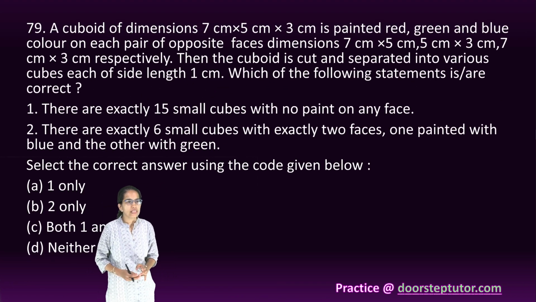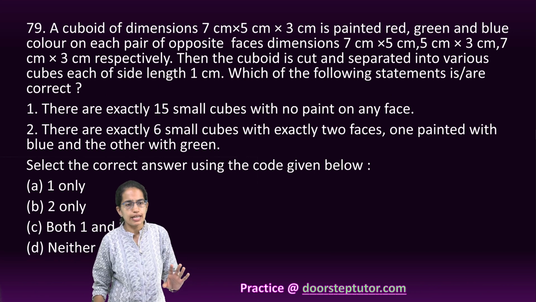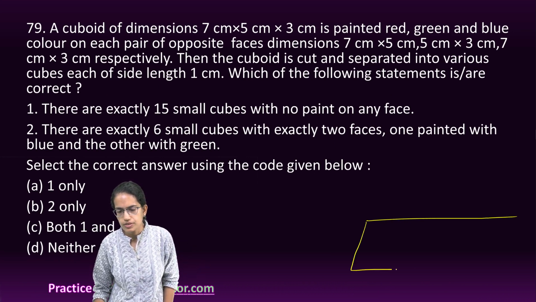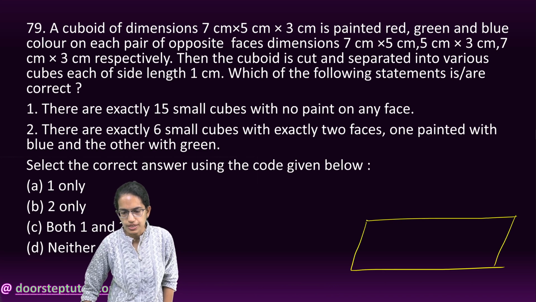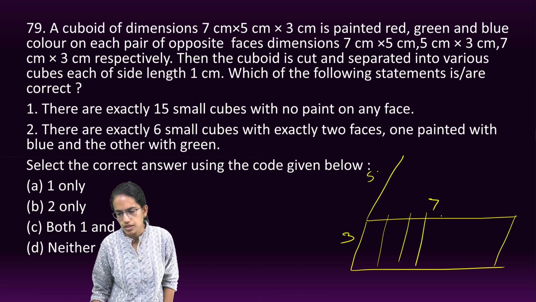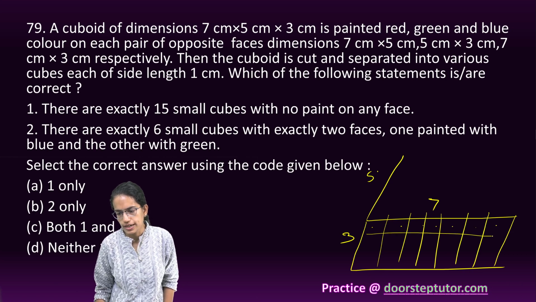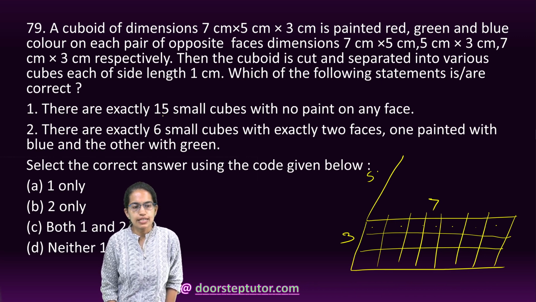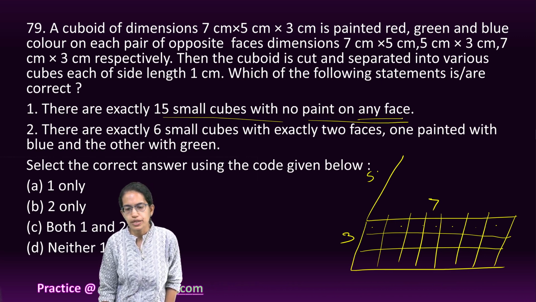The next question is, a cuboid has a dimension 7 by 5 by 3. So I have 7 here, 3 here, and 5 in the depth. Okay, very interesting. Understand it carefully. So this is 7, 3, 4, 5, 6. 1, 2, 3, 4, 5, 6, 7. Okay, and I cut it into 3 rows. Now it says there are exactly 15 cubes which have no paint on any surface.